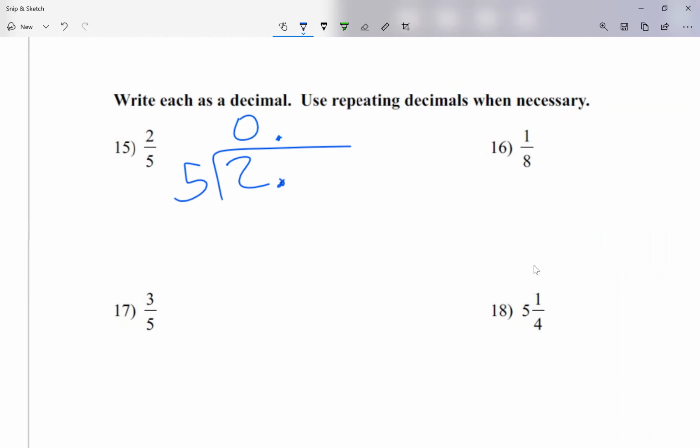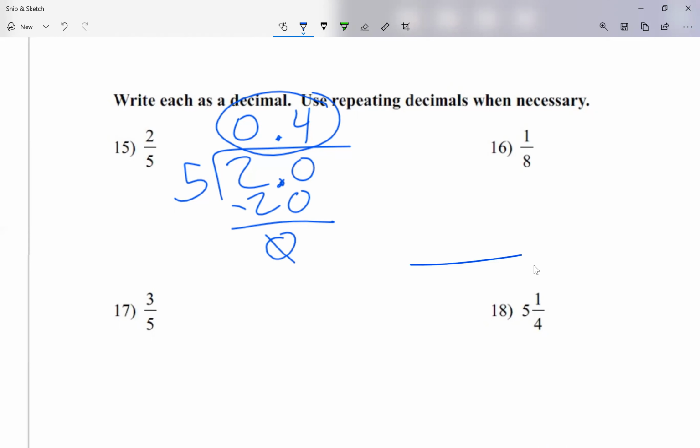Now inside this house, I can put as many zeros as I want. I'm gonna go, how many times does 5 go into 20? Right, I'm gonna multiply 5 times something to get as close as possible to 20 without going over. I know 5 times 4 is 20. When I subtract this, I get 0, right? 20 minus 20 is 0. I'm going to stop once my remainder, when I subtract that, is equal to 0. My answer is 0.4. Okay, that was one way.